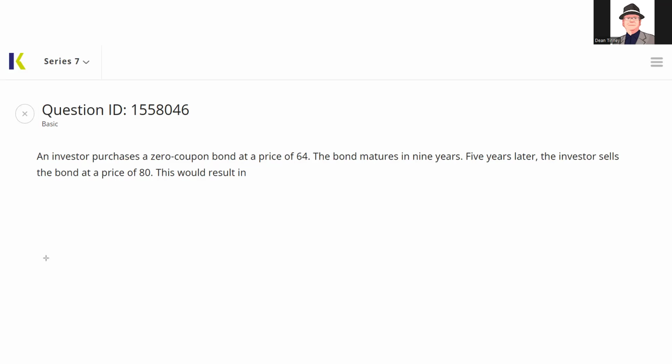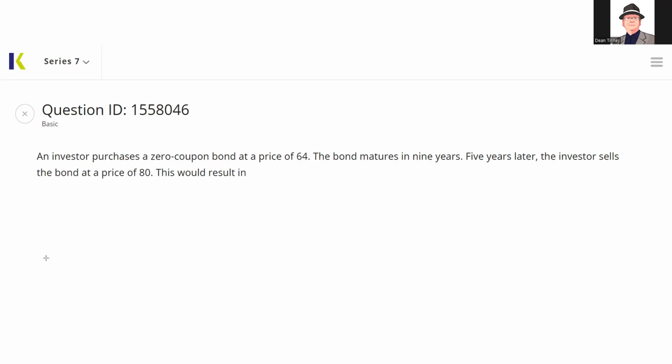An investor purchases a zero coupon bond at 64% of par, or $640. The bond matures in 9 years. 5 years later, the investor sells the bond at 80, the result being... Well, the person who had the explication request asks, how can this be a loss if I bought it at $640 and I sold it for $800?